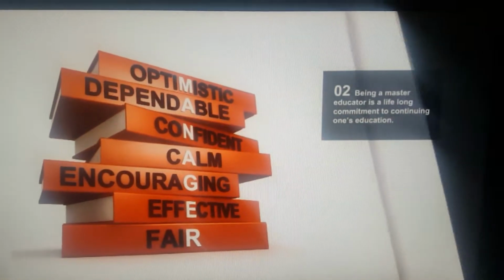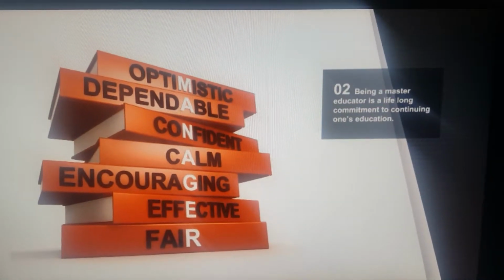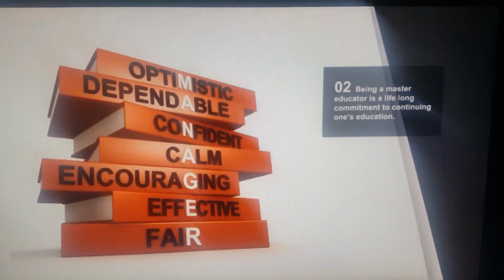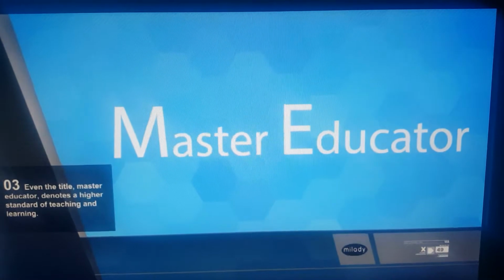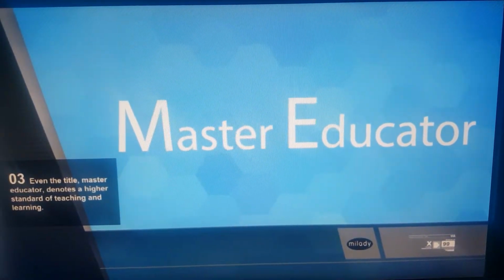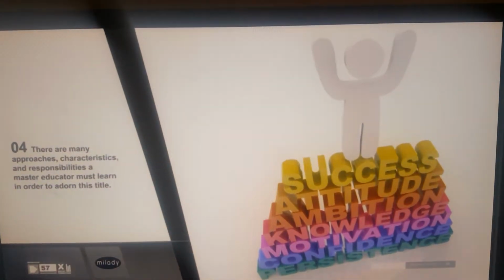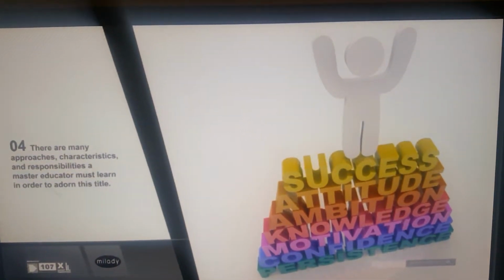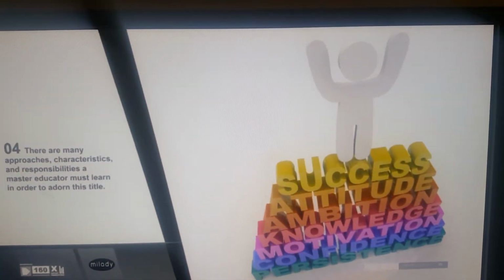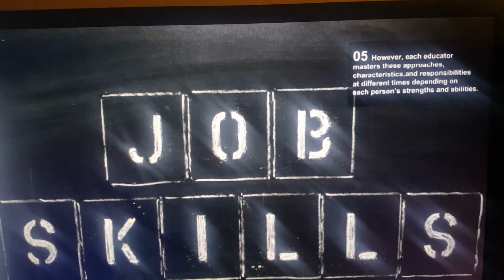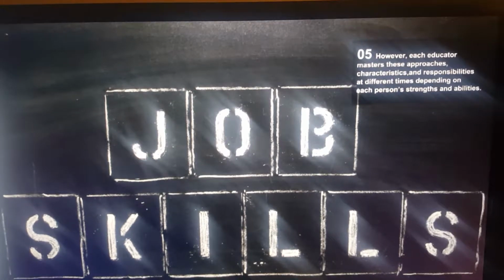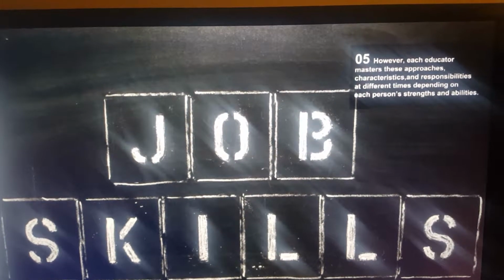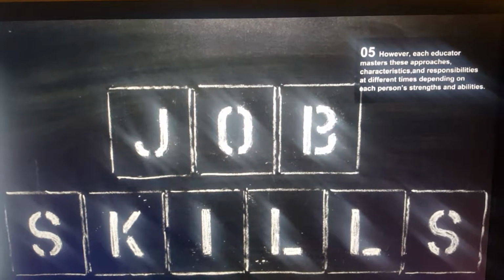Being a master educator is a lifelong commitment to continuing one's education. Even the title, Master Educator, denotes a higher standard of teaching and learning. There are many approaches, characteristics, and responsibilities a master educator must learn in order to adorn this title. However, each educator masters these approaches, characteristics, and responsibilities at different times, depending on each person's strengths and abilities.